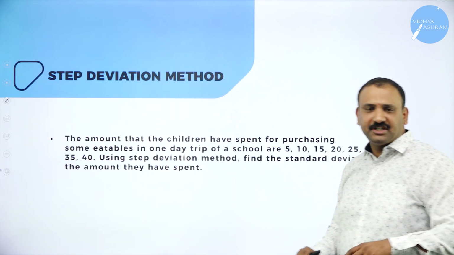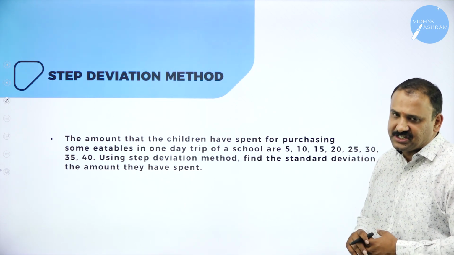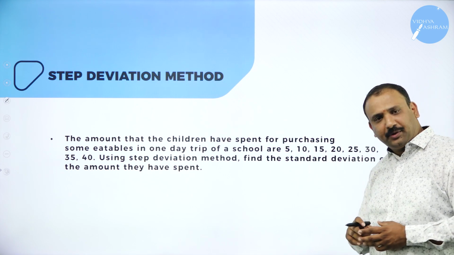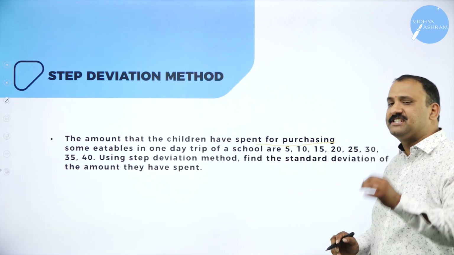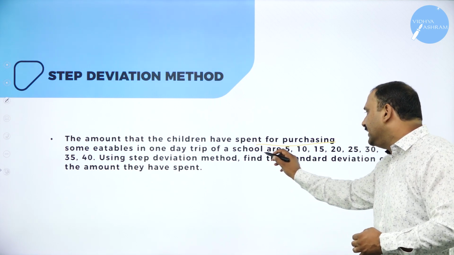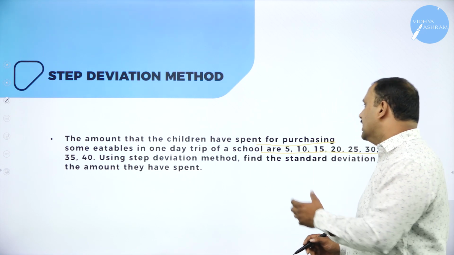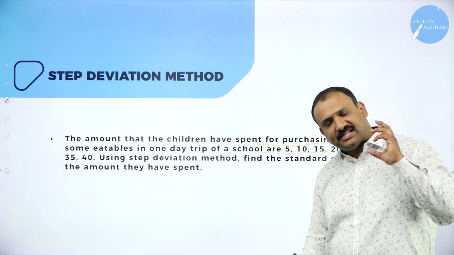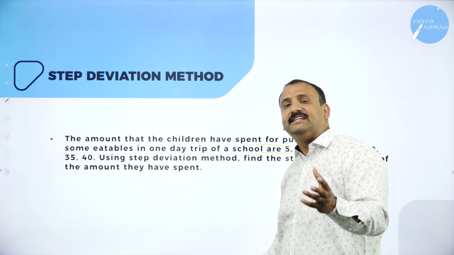Now, the step deviation method, that's the next method that we are going to see in terms of standard deviation. Now, let us look into the problem. The amounts that the children have spent for purchasing some eatables on a one-day trip are 5, 10, 15, 25, 30, 35 and 40. So that's what you're going to see. Using the step deviation method, we are now going to find out the standard deviation.